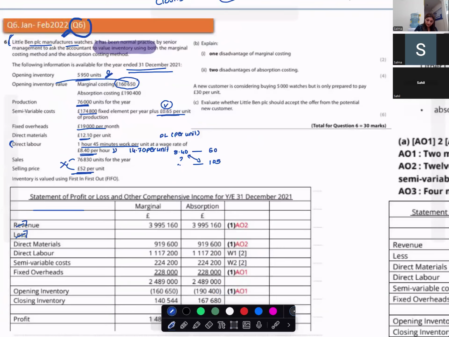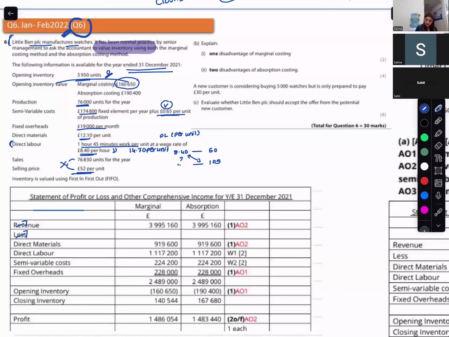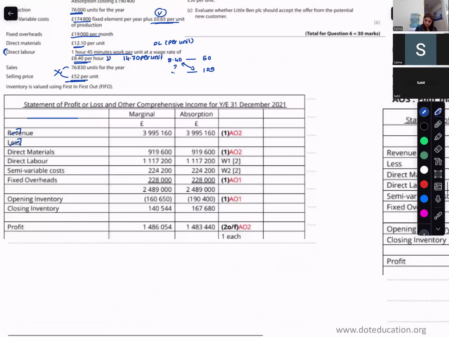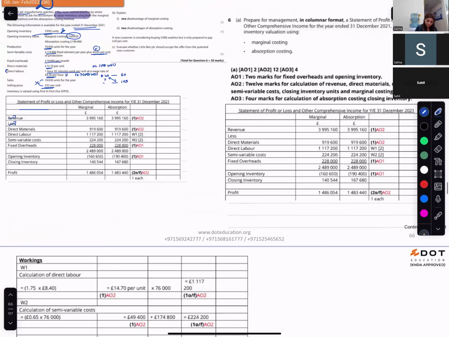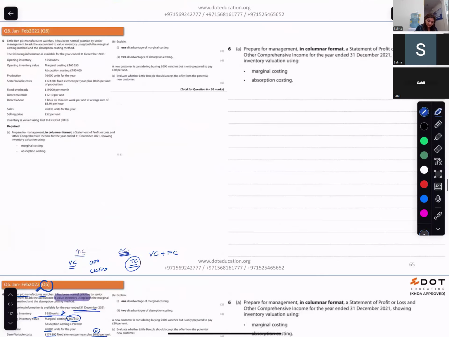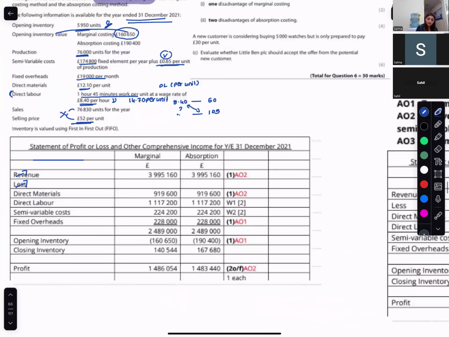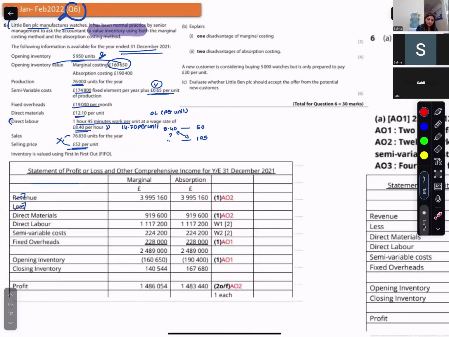Okay, fine. The first thing that you would do is what? You will first do the marginal costing, starting with the revenue. I want it in columnar form. That means one column would be for marginal costing, one column for absorption costing. Are you with me?